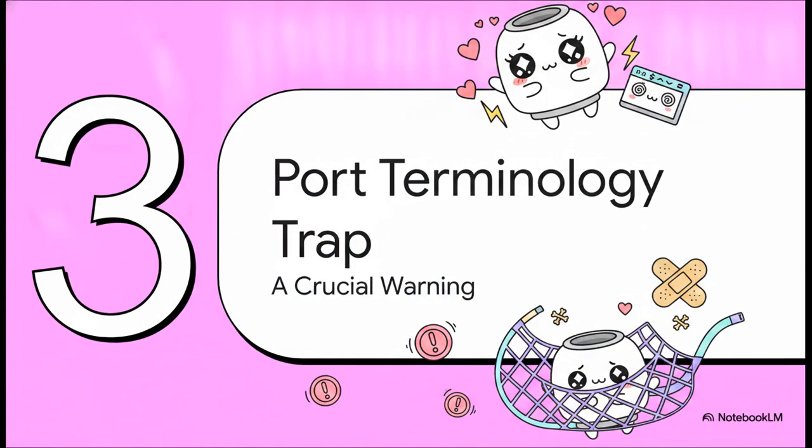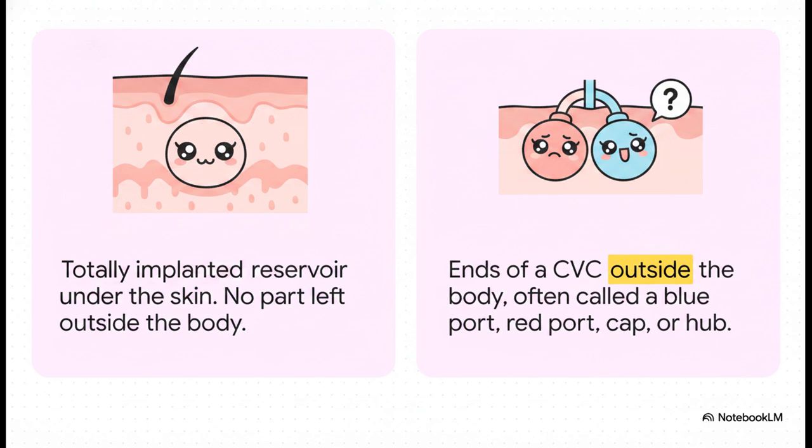Next up, Section 3, the port terminology trap. Consider this an urgent pro tip, because honestly, this is where a lot of painful coding errors happen. We have a major terminology clash between the operating room and the coding manuals. The coder's definition of a port is absolute. It is a reservoir totally implanted under the skin. Access is gained by inserting a needle right through the skin into that reservoir, and absolutely no part of the catheter or port is left outside the body.